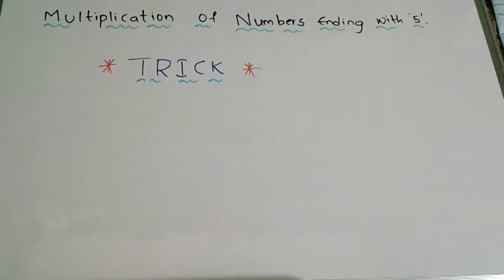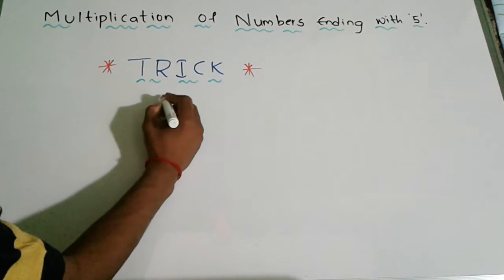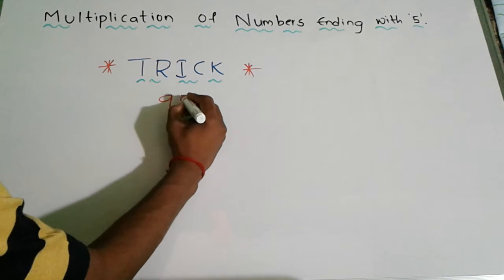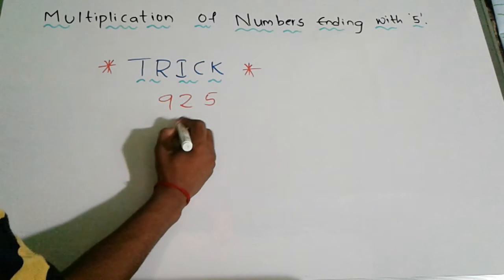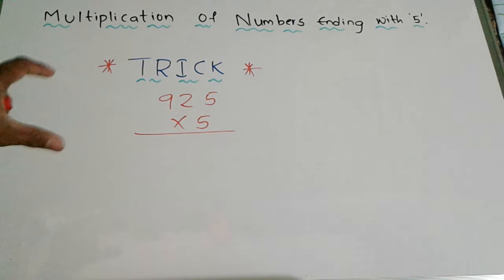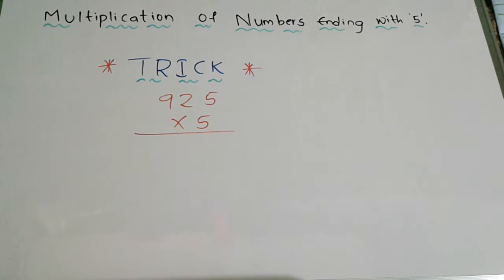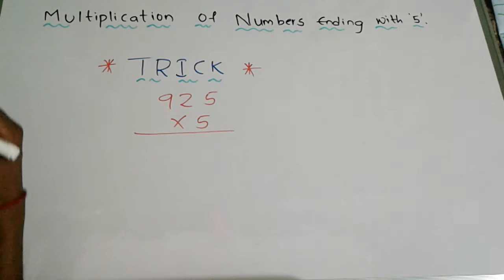In this video, I'm going to explain to you a trick to multiply any number ending with 5 by 5. Okay guys, let's see with an example. Say a number ending with 5, 925 multiplied with 5. You can multiply this within 4 seconds, right? I will tell you how.